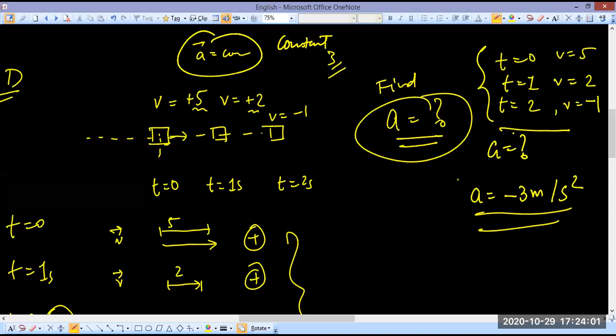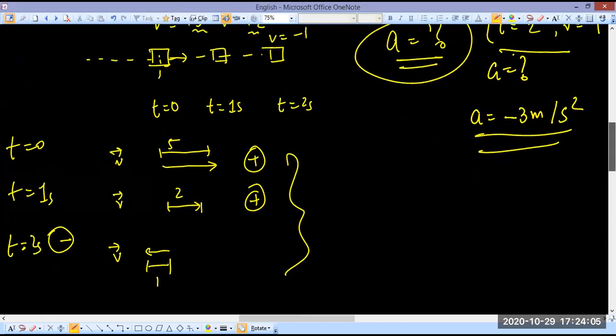Vedant, that is borderline. That is actually the formula of average acceleration.